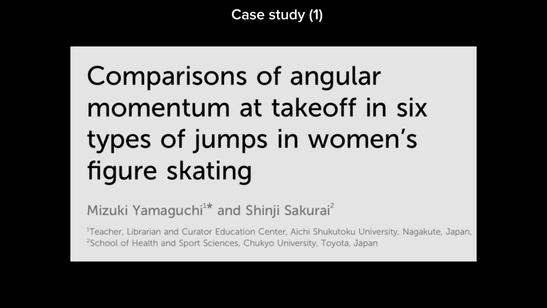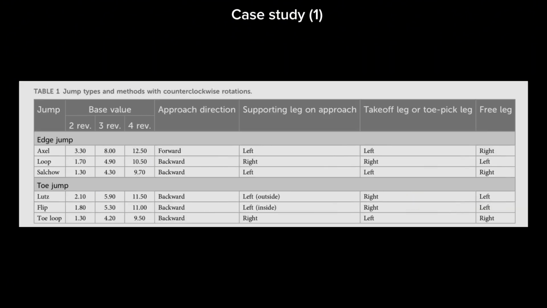In 2025, two Japanese researchers, Mizuki Yamamura and Shinji Sakurai, published a study that tried to understand that single second. They compared 6 different types of jumps and movements in figure skating. They measured angles, velocities, and forces.